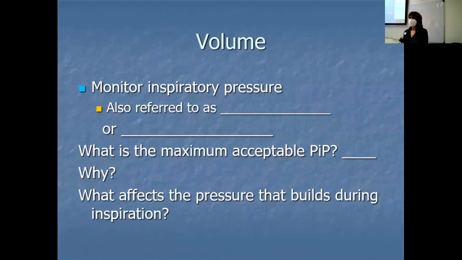All right, so when we're putting a volume of air into the patient's lungs, of course, pressure is going to build. What do we call the pressure that builds during inspiration? PIP. Peak pressure. Peak inspiratory pressure. So you can put any of those down.